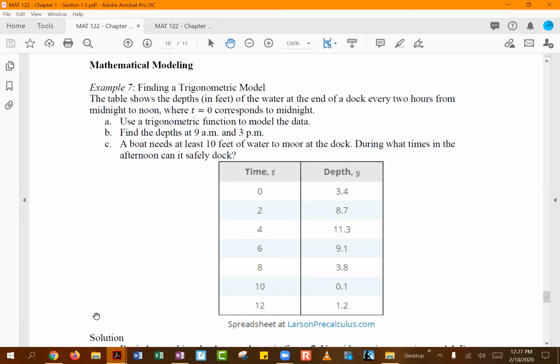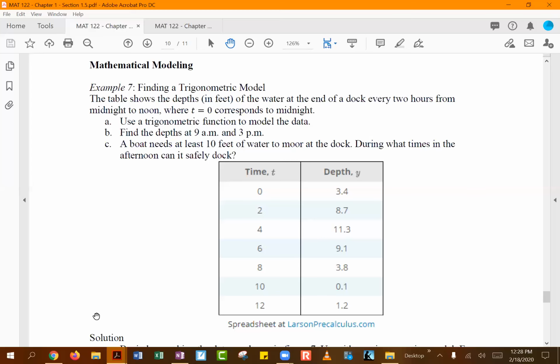So they're saying, okay, use a trigonometric function to model the data. They want to know, based on that function, can you say what the depths would be at 9 a.m. and 3 a.m., because obviously these guys are recording every 2 hours, right? So we're getting all the even hours. And then they want to know if a boat needs at least 10 feet of water to moor at the dock, then at what time would they be able to safely dock the boat?